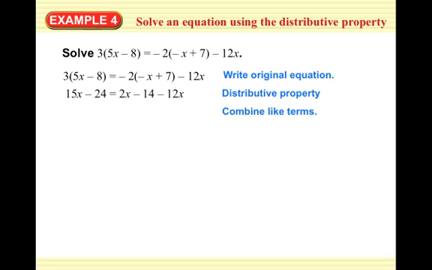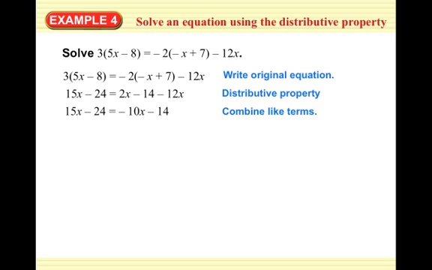Okay, so before we start moving anything from one side to the other, we want to make sure our individual sides are simplified. So at this point, we want to combine like terms. 15x minus 24 is good to go. There's no terms to combine, but on the right-hand side, we can combine the 2x minus 12x, and 2x minus 12x is negative 10x. So we've got 15x minus 24 equals negative 10x minus 14.